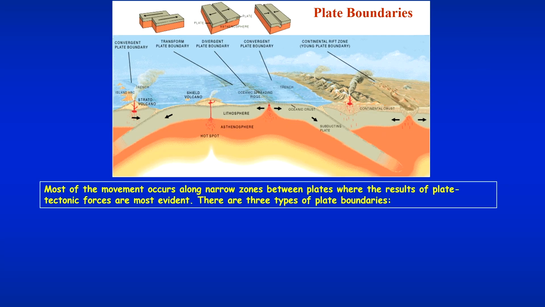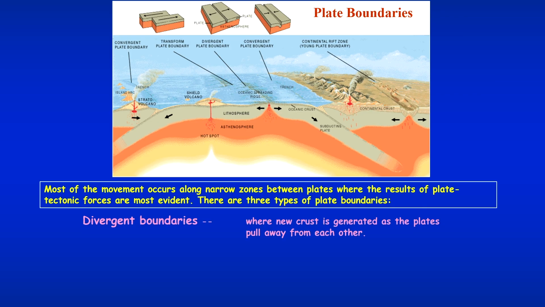So, now if we look at the plate boundaries, there are mainly three types of plate boundaries as we have been discussing. You have the divergent plate boundaries, which are also termed constructive plate boundaries, because there is a continuous formation of new plates, where new crust is generated as the plates pull away from each other. Okay. So, we term these constructive plate boundaries. These are mid-oceanic spreading centers.